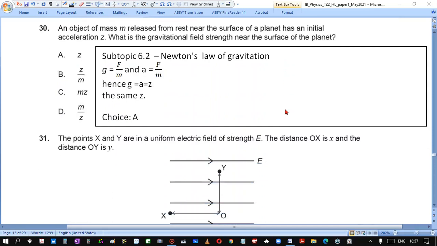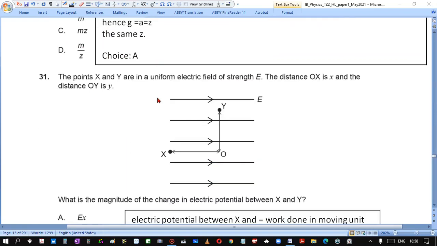Okay. Question 30. An object of mass m released from rest near the surface of a planet has an initial acceleration g. What is the gravitational field strength near the surface of the planet? Gravitational field strength is force over mass. At the same time, acceleration is force over mass. So we see that they are equal, so choice A.